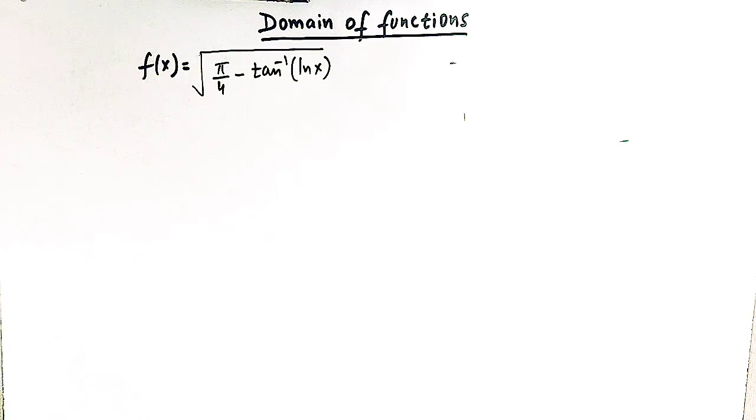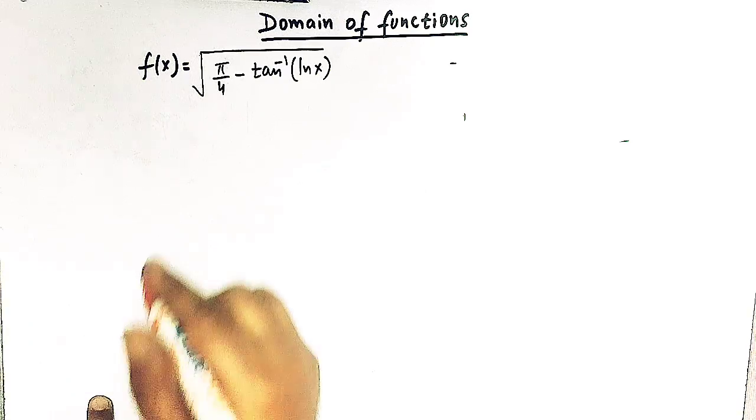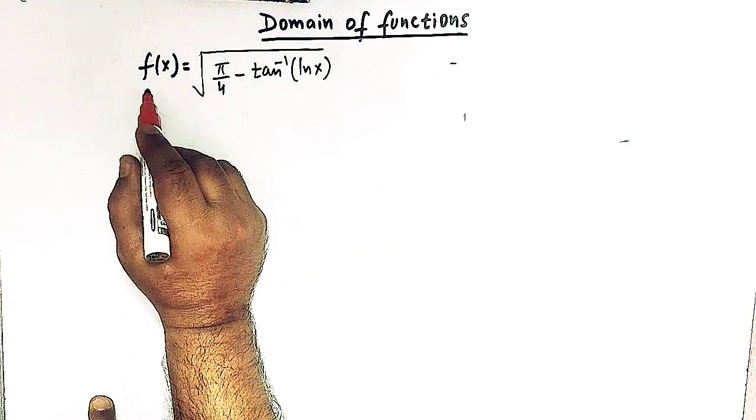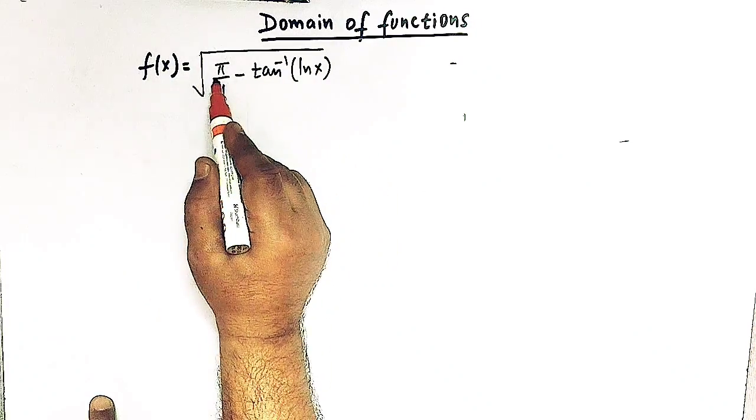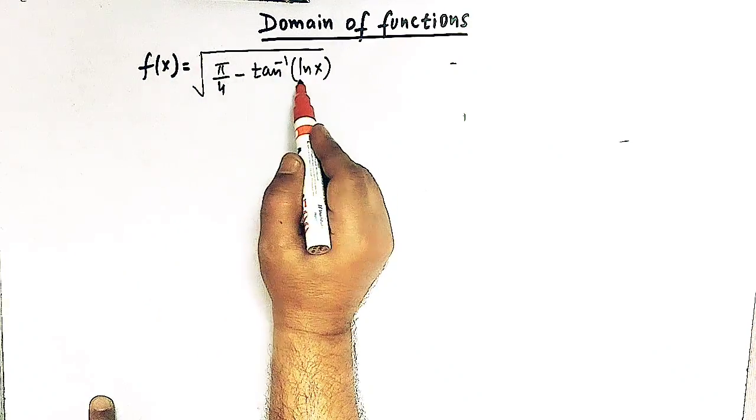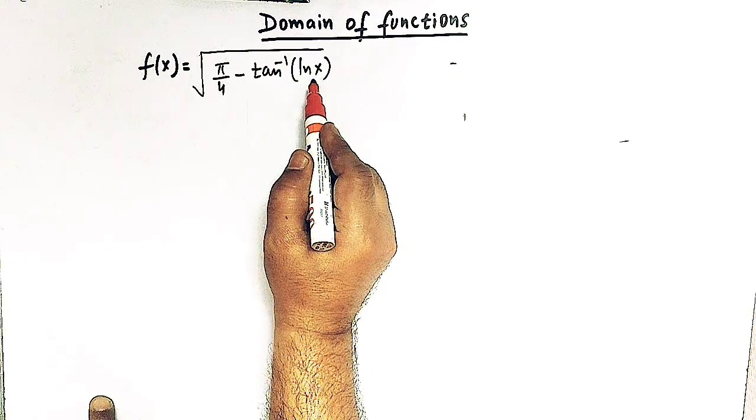Hello viewers, in today's session we are going to discuss another important problem from the domain of functions, and here we have to find out the domain of this function f of x equal to square root of pi by 4 minus tan inverse natural log of x, right?